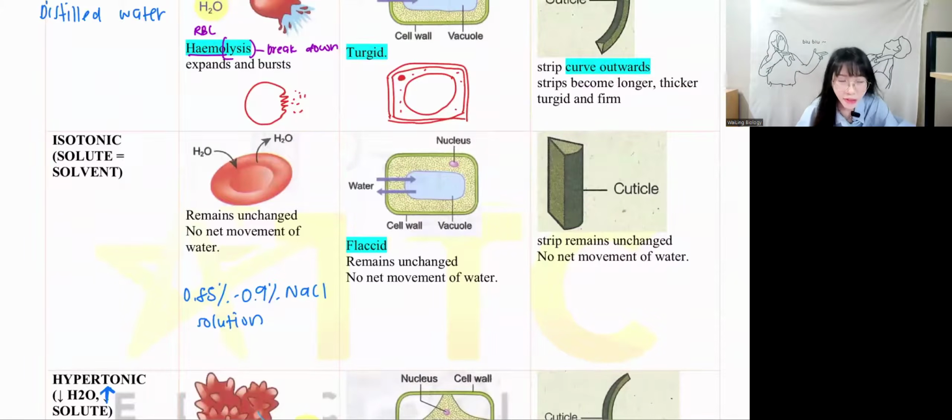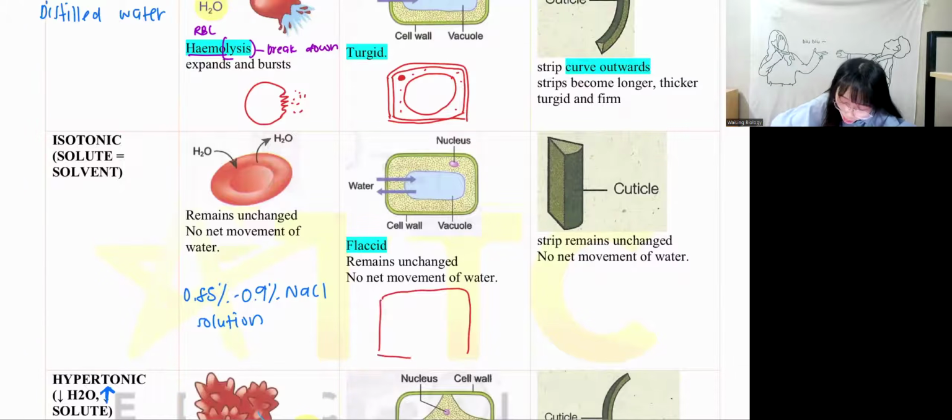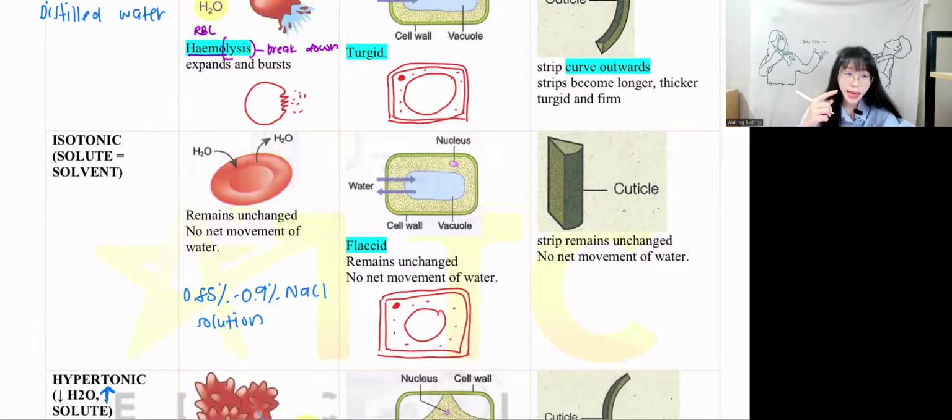Now, isotonic for red blood cell, they don't really ask you because it remains unchanged. But for plant cell, they will ask you to draw it out. How do you draw it? Same thing. Cell wall, plasma membrane, and then the vacuole has to be smaller than the previous one. Like that, smaller than the one just now. And then the nucleus dots. They will ask you to draw isotonic for plant cell.